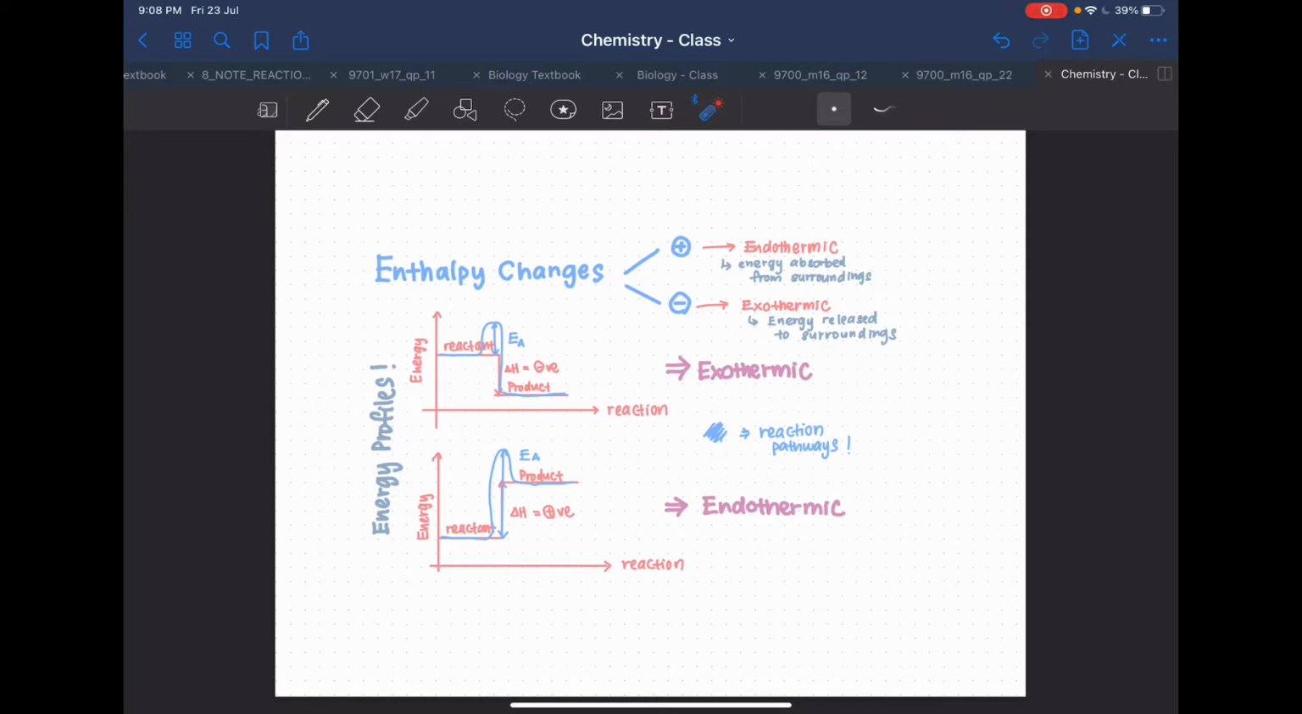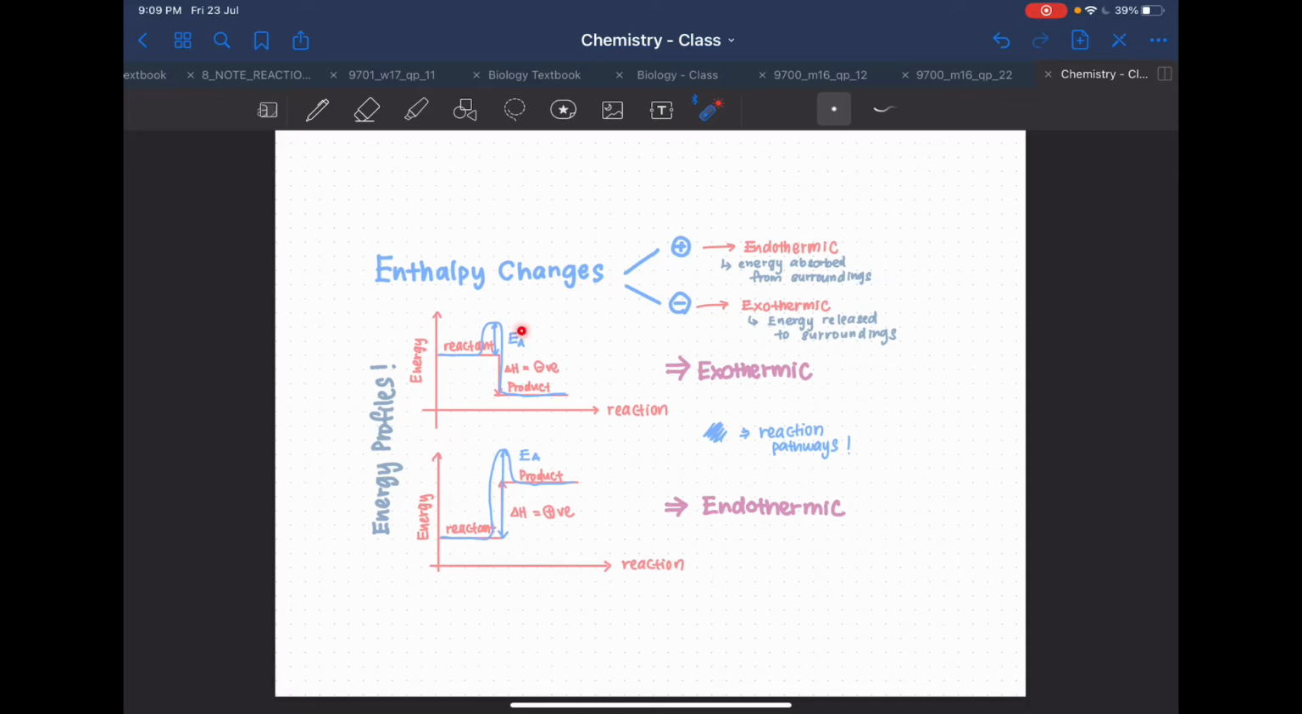We can see that in an exothermic reaction, as energy is given out to the surroundings, from reactant to product there is a decrease in energy, which you can see by the arrow over here. So it's a decrease of energy level from the reactant to the product. In an endothermic reaction, however, there is a rise in the energy level from the reactant to the product, which you can see over here, and it's a positive enthalpy change. And in blue, you can see that I have drawn the reaction pathway the chemical reaction takes in terms of the energy levels.